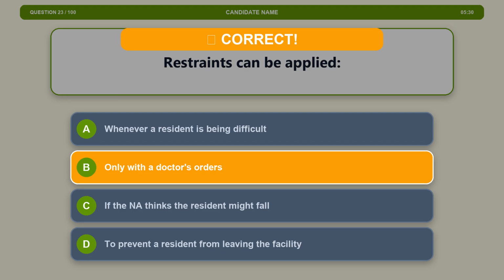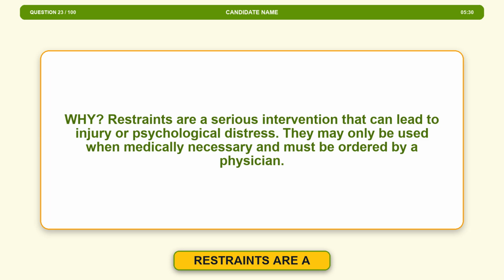The correct answer is option B, only with a doctor's orders. Restraints are a serious intervention that can lead to injury or psychological distress. They may only be used when medically necessary and must be ordered by a physician.